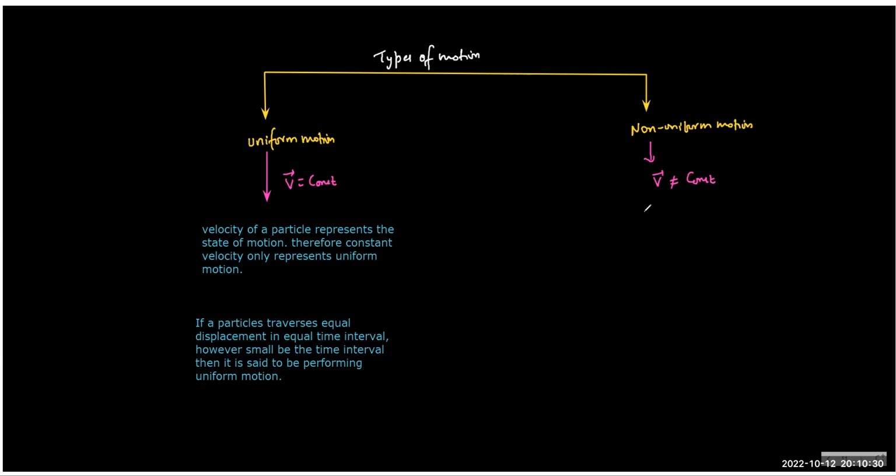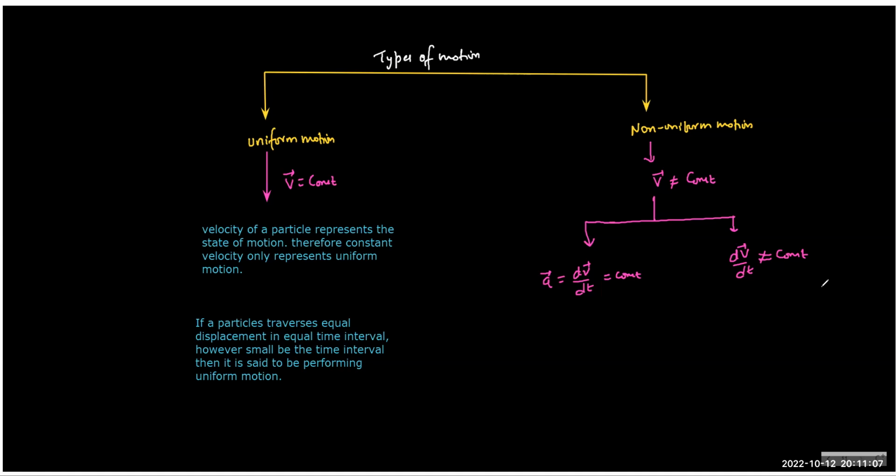Now, in this case, there are two situations. If velocity is not constant, then the rate of change of velocity, which we call acceleration, may be constant, or the rate of change of velocity could itself be another variable. So we have talked about the jerk and all those things. Do you remember?